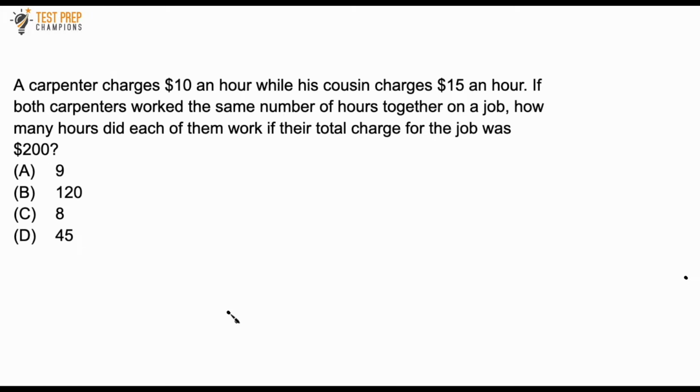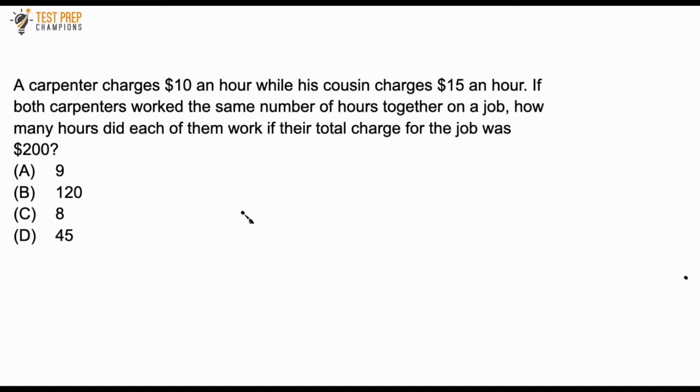A carpenter charges $10 an hour while his cousin charges $15 an hour. If both carpenters work the same number of hours together on a job, how many hours did each of them work if their total charge for the job was $200? Now is your chance, if you'd like to pause the video, try to figure this out, take all the time you need, and whenever you're ready, we'll go over the answer.